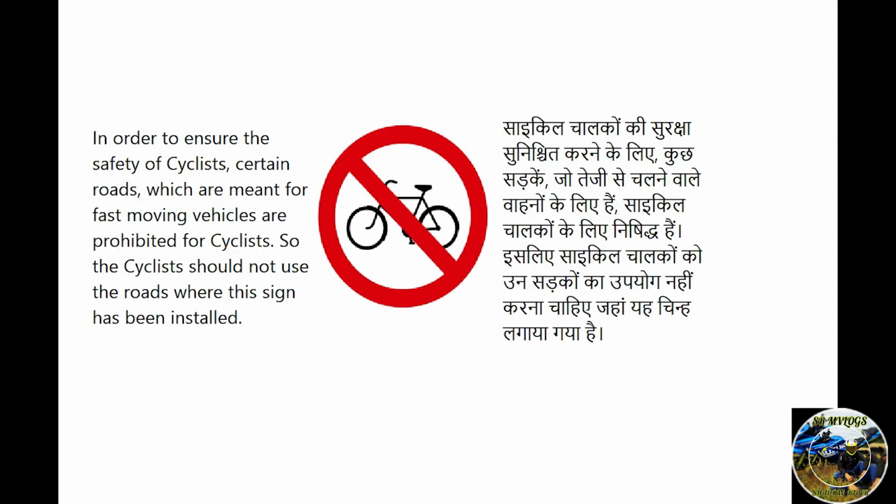In order to ensure the safety of cyclists, certain roads, which are meant for fast-moving vehicles, are prohibited for cyclists. So the cyclists should not use the roads where this sign has been installed.